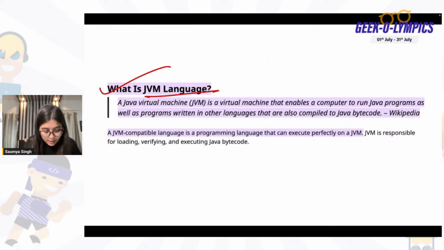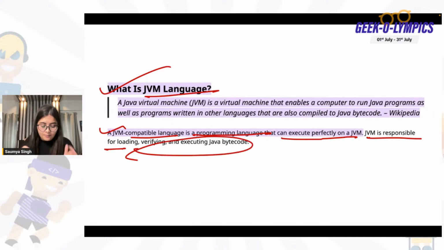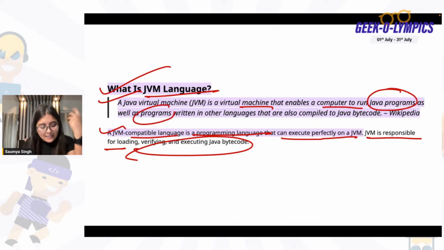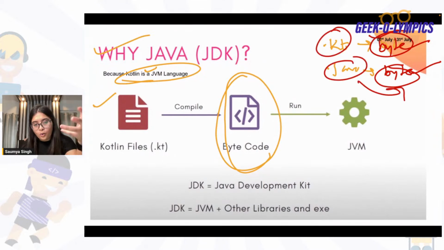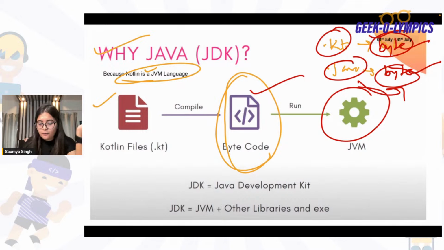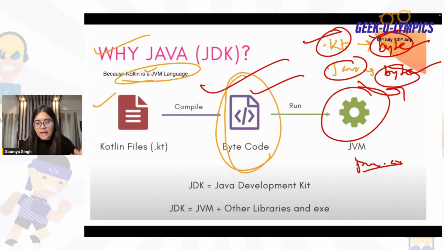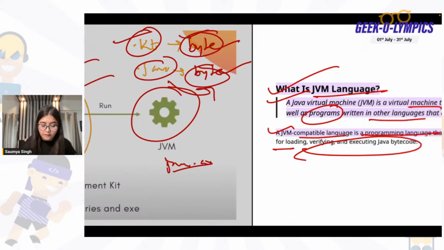So basically, a JVM language is a programming language that can execute perfectly on a Java virtual machine, and the JVM is responsible for these things. Let me explain what a JVM is. The Java virtual machine is a virtual machine which enables a computer to run Java programs as well as any other program written in any language that can be compiled to Java bytecode. So any piece of code which can be compiled into bytecode is a JVM language. The JVM just needs bytecode. That's it. If it's Kotlin, okay. If we can compile JavaScript into bytecode, then that also can be executed with the help of the JVM.